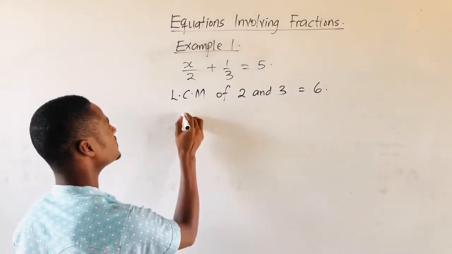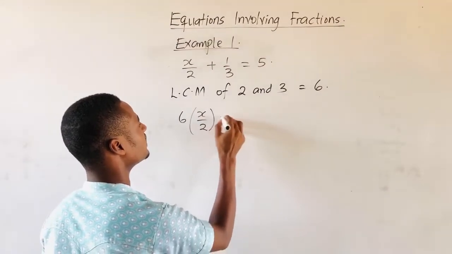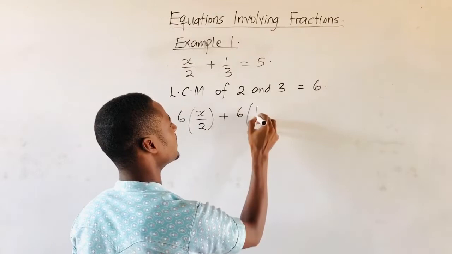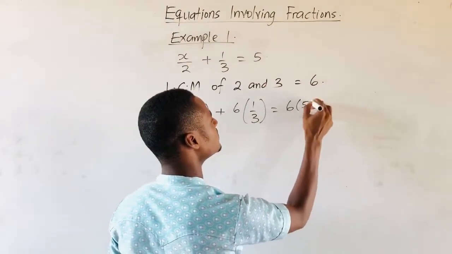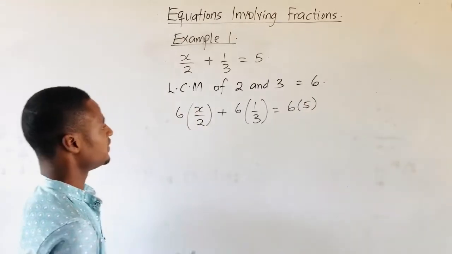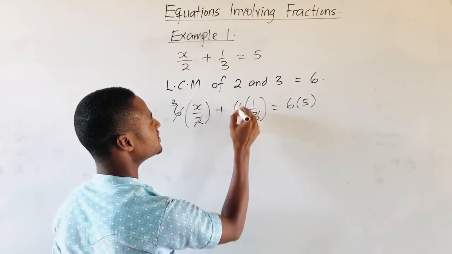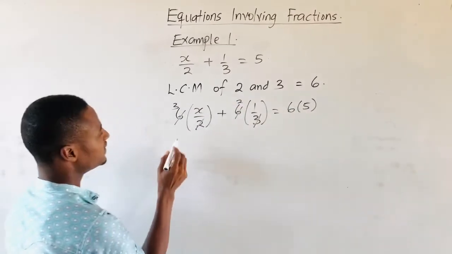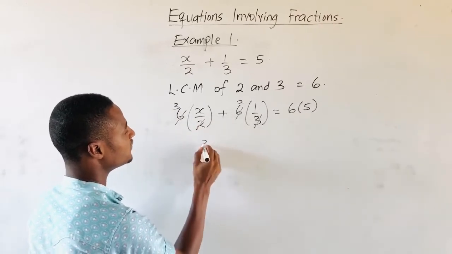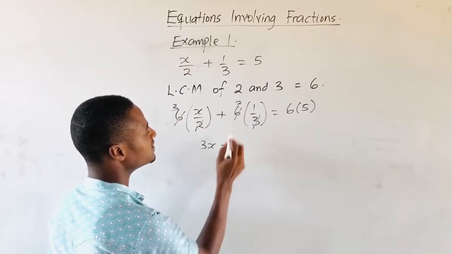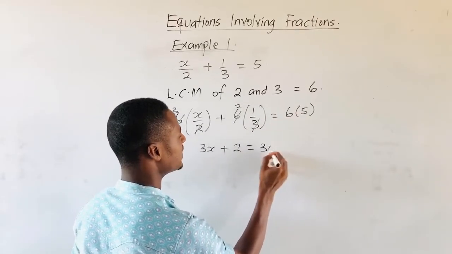So we are going to multiply the first term by the LCM. Then we multiply the second term by the LCM. And the last term, which is 5, will also be multiplied by the LCM. 2 cancels 6, that gives us 3. 3 cancels 6, that gives us 2. And here we are going to have 3 times x, which will give us 3x, plus 2 times 1 will give us 2, and then 6 times 5 is 30.